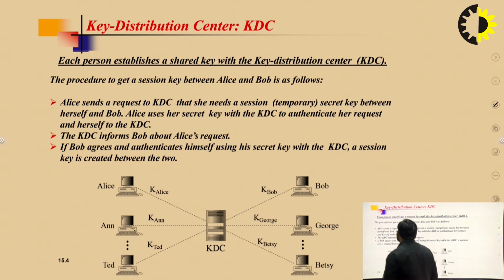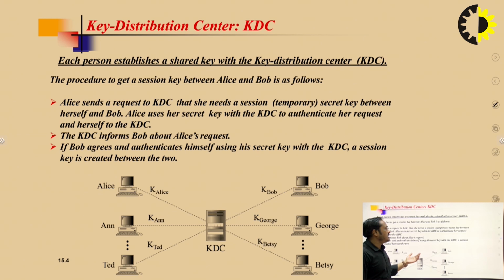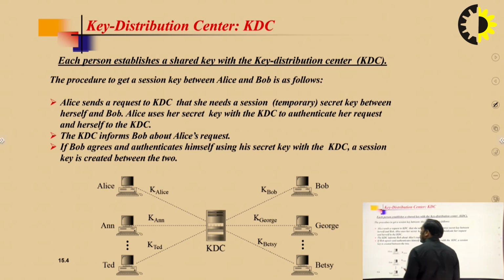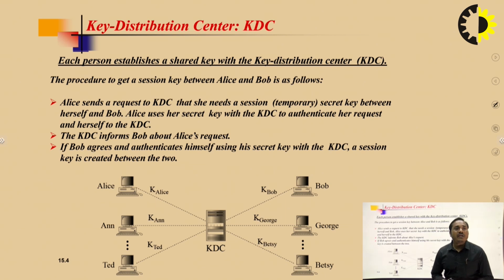If Bob agrees and authenticates himself using his secret key with the KDC, a session key is created between them. So this third point is very important, because without the agreement of Bob, Alice cannot communicate with Bob. So the third point is very important.